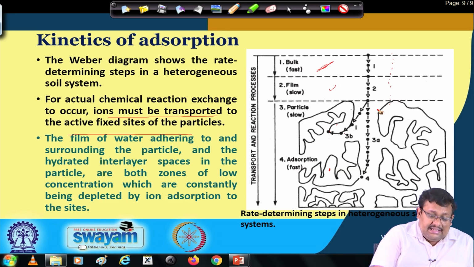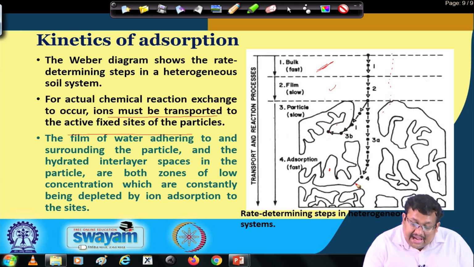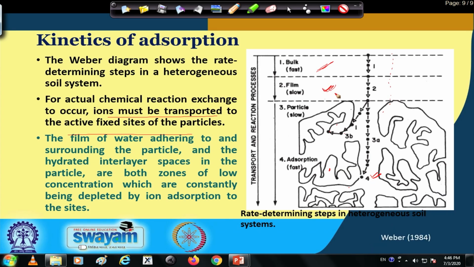Now, remember that the film of water adhering to and surrounding the particles and the hydrated interlayer space in the particle are both zones of low concentration, which are constantly being depleted by ion adsorption to the sites. So, if these are the active sites for ion adsorption, obviously these ions are coming from the interparticle hydrated interlayer space of the particles, or from this thin film of water adhering to the particle.